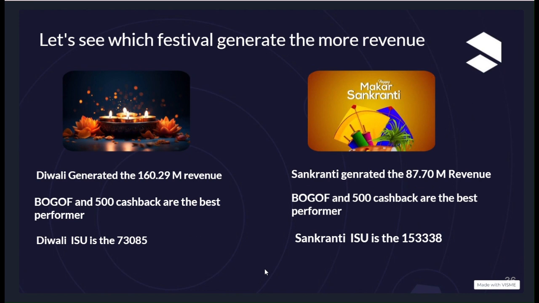So now let's see which festival generated more revenue. As you can see that Diwali generated the highest revenue, 160.29, and then Sankranti generated 87.70. Here the 500 cashback and BOGO are the best performers for both of them. Now here Sankranti in IC is higher than Diwali. In terms of IC, Sankranti IC is 55338 and the Diwali IC is 73085.